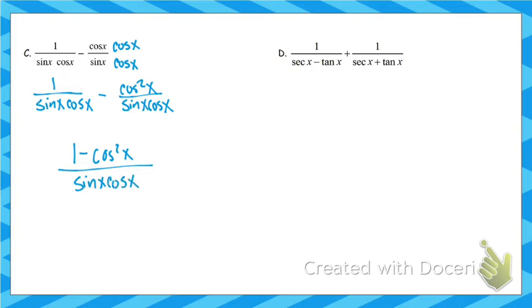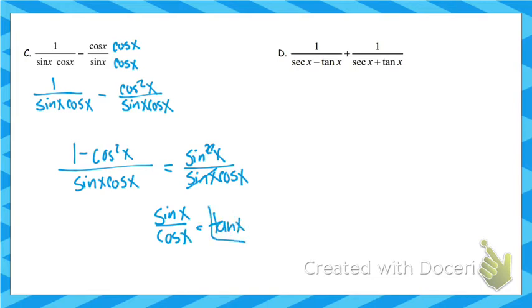Well, now we can use those Pythagorean identities. 1 minus cosine squared is sine squared. Remember, sine squared is just sine times sine. So if you have a sine at the bottom, that will cancel out with one of your sines. That leaves you with sine over cosine, and sine over cosine is tangent.